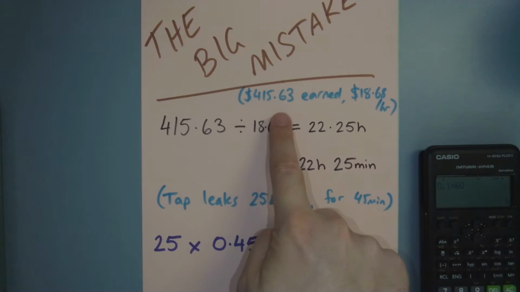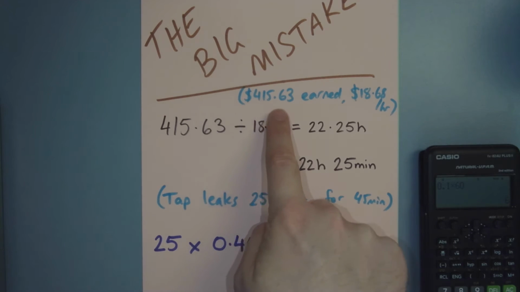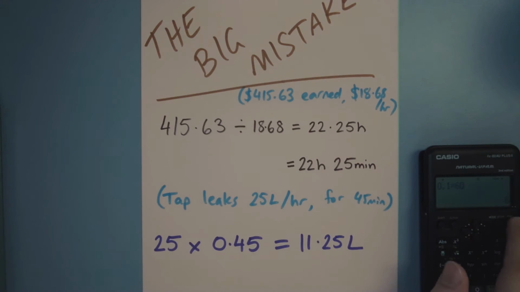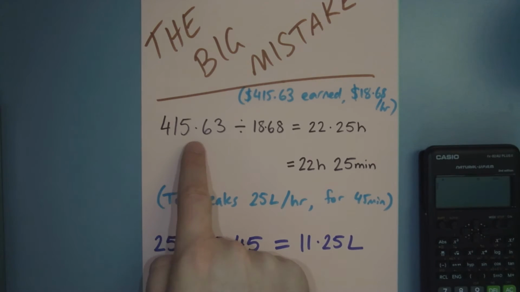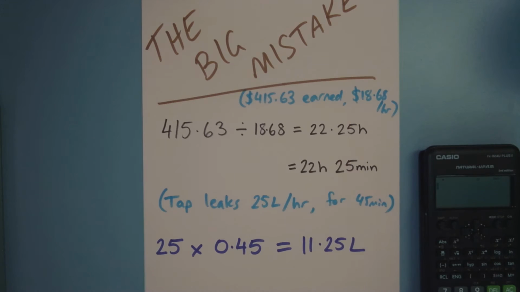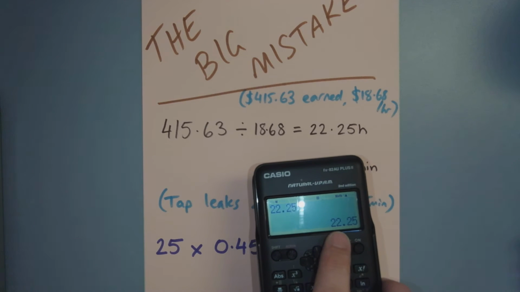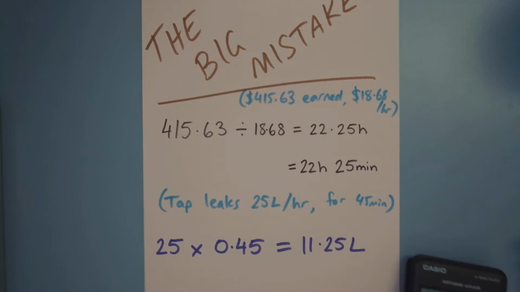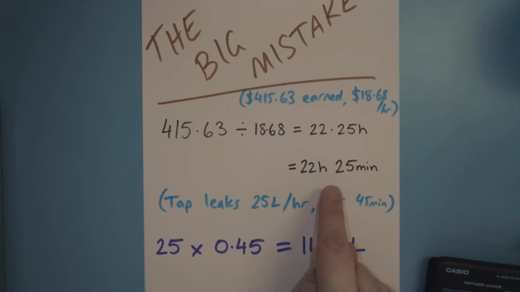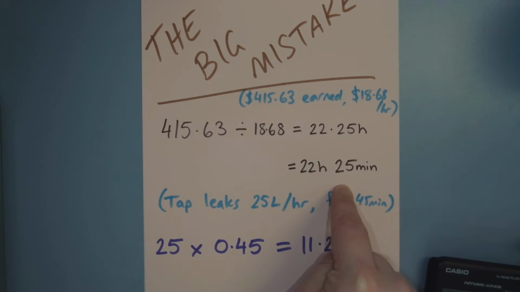This question is about someone who earns $415.63 from their job in a week and they're earning $18.68 per hour. So someone does the division, they get on their calculator 22.25. And that's what their calculator says, but they forget that the 0.25 means a quarter, and they end up saying, yeah, it's 22 hours and 25 minutes. Which is not, it's only 15 minutes.